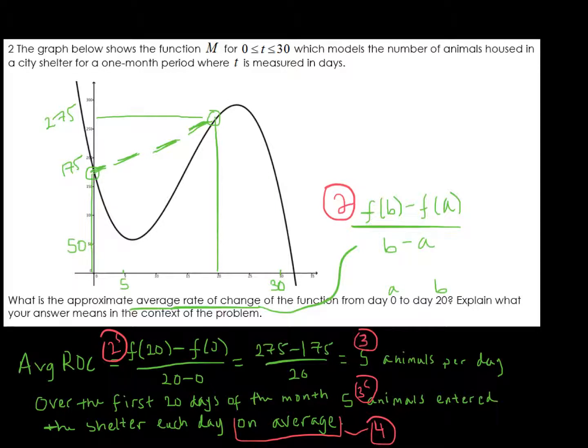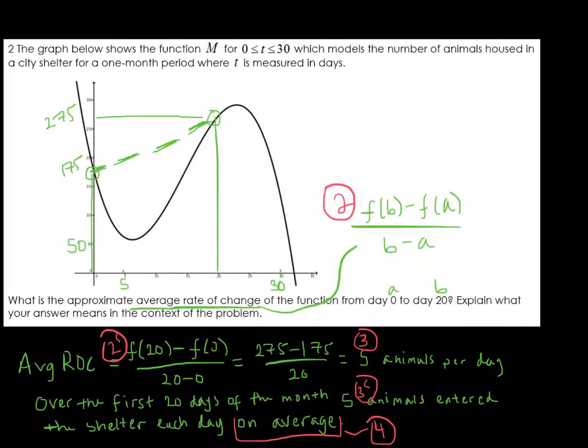And my a value here is going to be 0, my b value is 20, and I can approximate the value of my function at those points, as I've done here. Go ahead and set this up, solve through. Notice that the numerator represents animals, the denominator represents days, so this is going to be animals per day. And this means that over the first 20 days of the month, 5 animals entered the shelter each day on average. And each of these is very important. I need to say that this is each day and that it's on average.